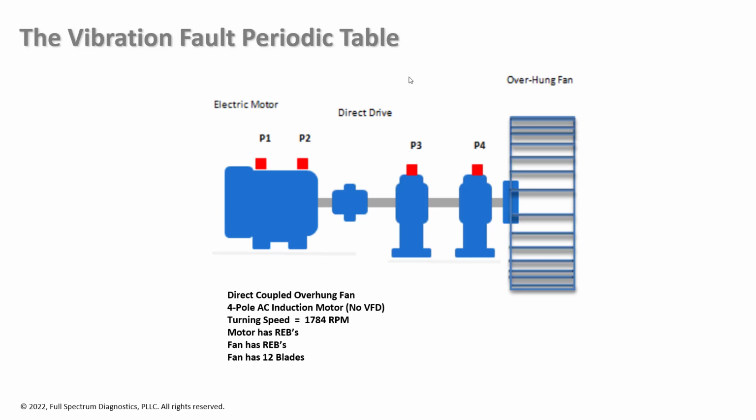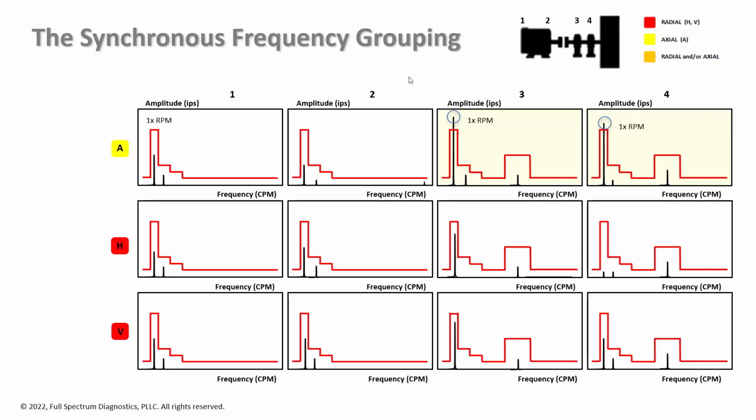Now we're going to get to the sorting mechanisms. Here's our data that we collect every month. This is one subset of those. There are 4 different positions on the table, and you can see the little cartoon up here showing the overhung shaft. Positions 1 and 2 are on the motor, 3 and 4 are on the fan bearings.